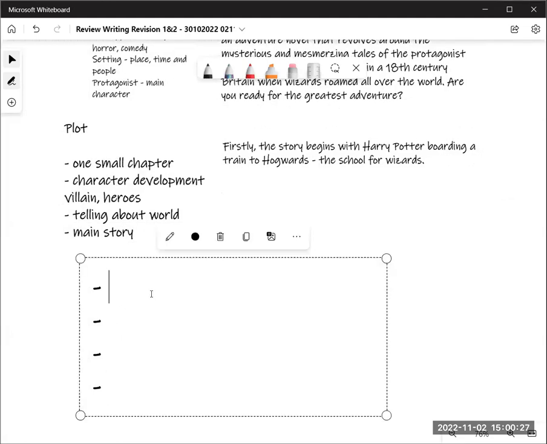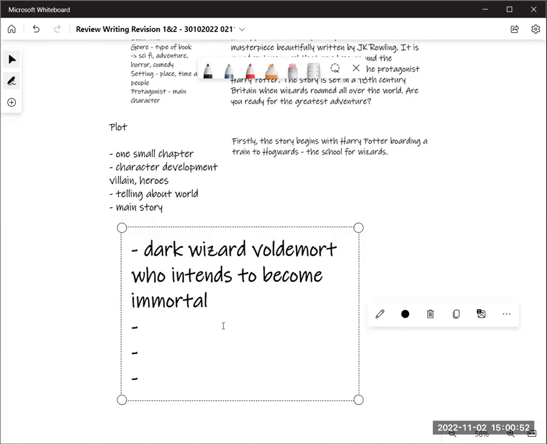Okay, then I'll tell you something. Now, say one, tell me. About the dark wizard who intends to become immortal. Okay, so there's some dark wizard who intends to become immortal. Voldemort. Let's not say his name. Who intends to become immortal. All right, that's one point. I got one thing. Now to hurry things up, I'll just give you all the points.